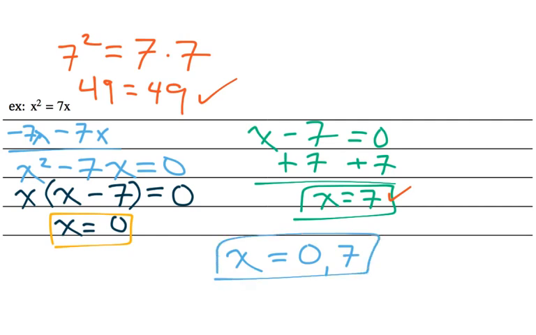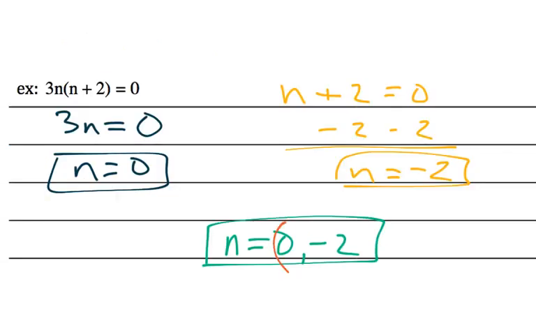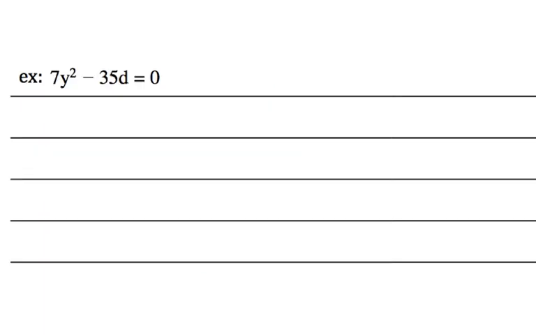Let me sit on that for a moment. 0, comma, 7. I don't put parentheses around these. Then it looks like an ordered pair. It's a list of 2 solutions. Don't put parentheses around them.